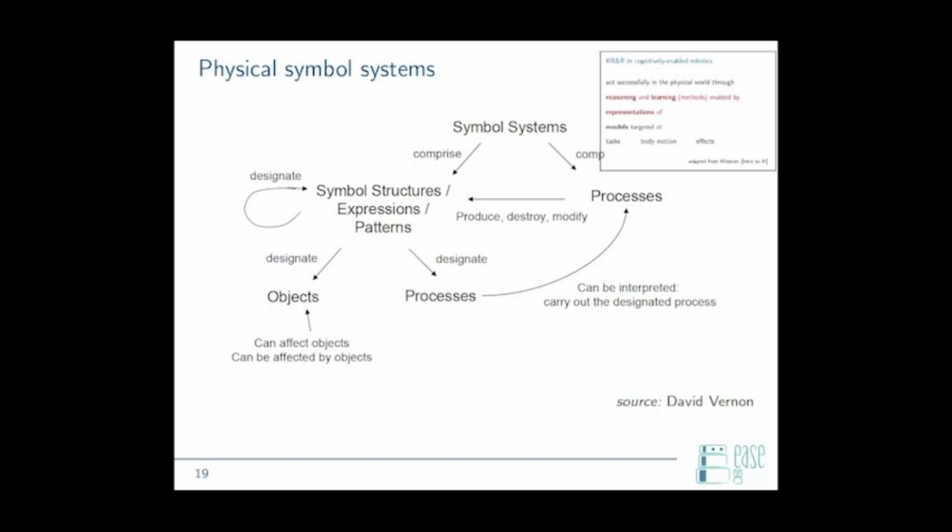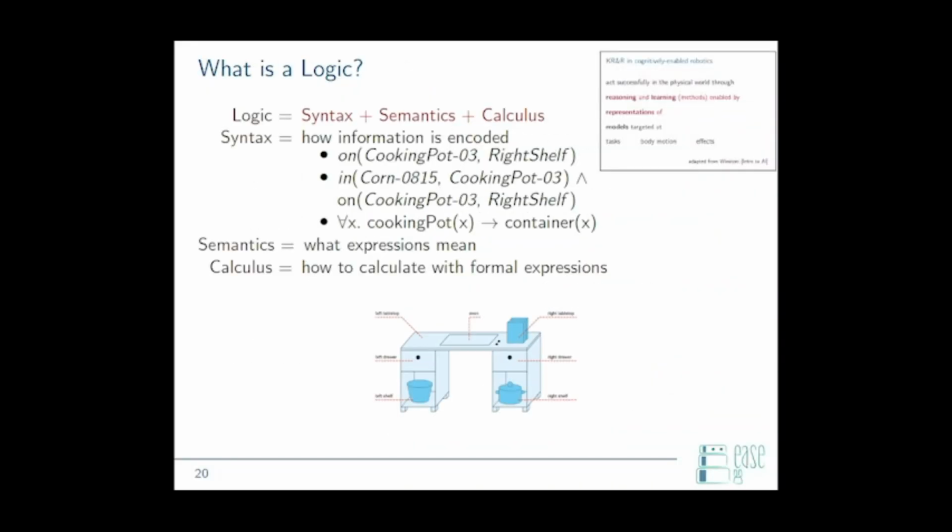So one of the most widely used representational frameworks for a physical symbol system is the idea of a logic. And logic is not only a construct in mathematics, but it's a tool in AI for problem solving. And that tool consists of three components: the syntax, the semantics, and the calculus. The syntax basically specifies how we can encode information.